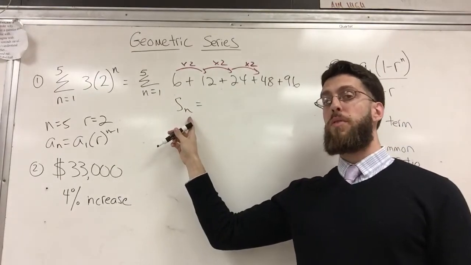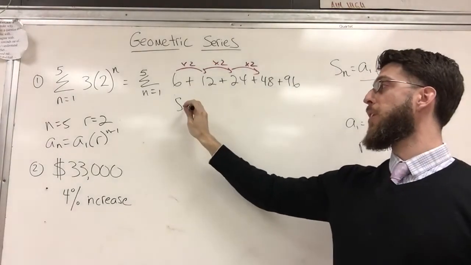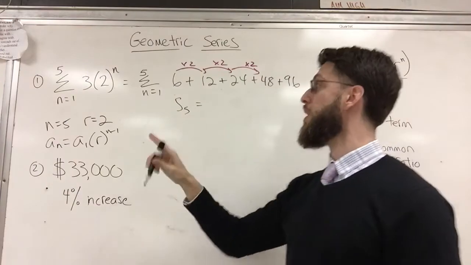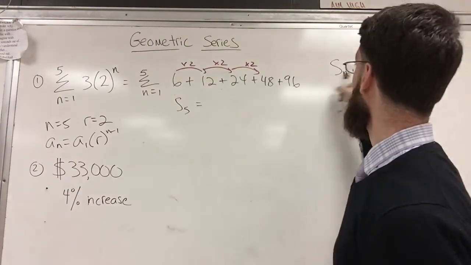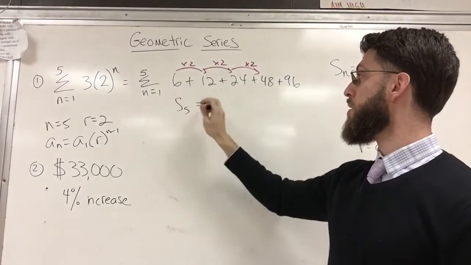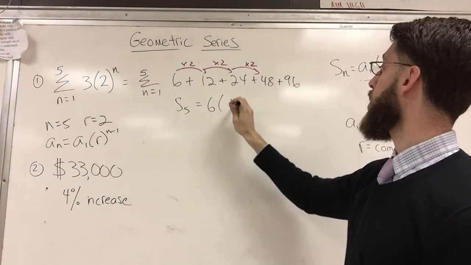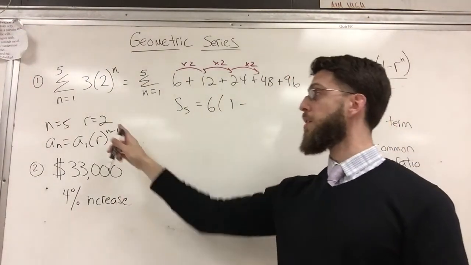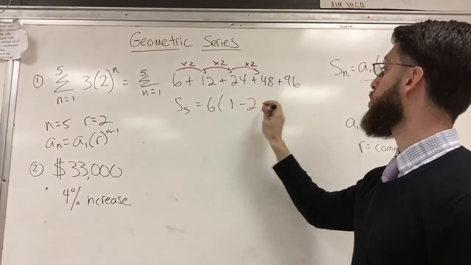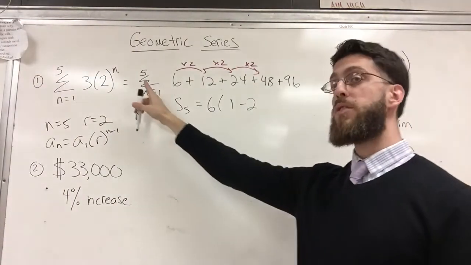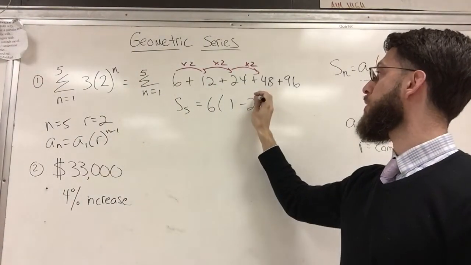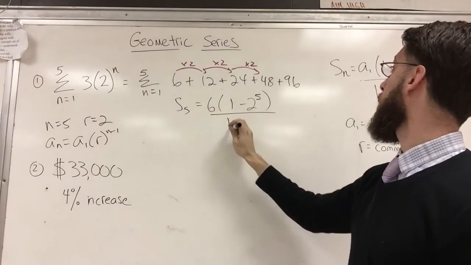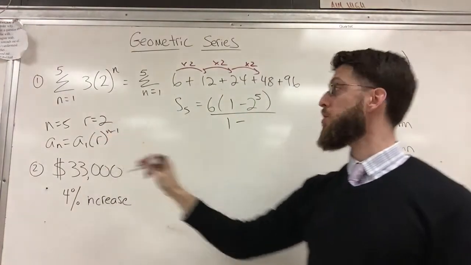Technically, I can replace the n with a 5, right? S sub 5, the sum of the first 5 terms, is equal to the first term, A1, which is 6, times 1 minus r, and r in this question is 2, to the n power, and n is 5 terms, so 2 to the 5th power, over 1 minus r, which is 1 minus 2.